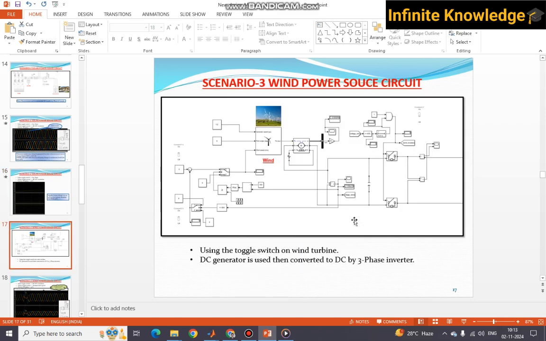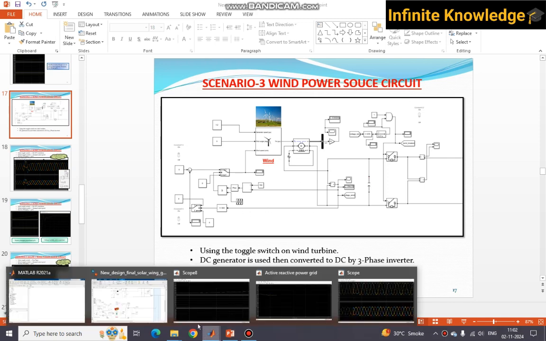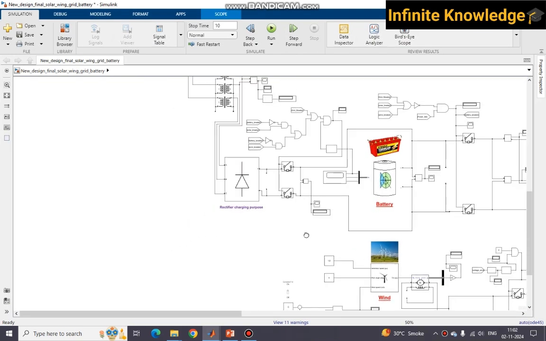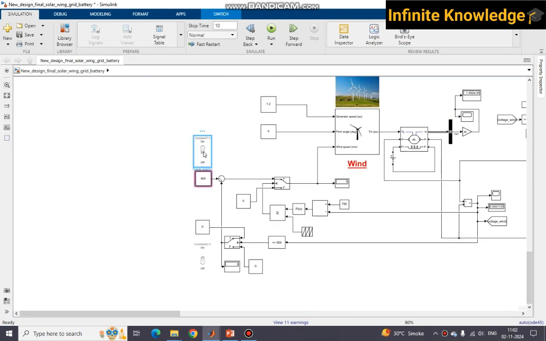So now we are going with the third scenario. The third scenario is the wind power source circuit, where the power is fed totally by only a wind circuit. So what I have to do is just turn on these two toggle switches. I am just turning on the two toggle switches.